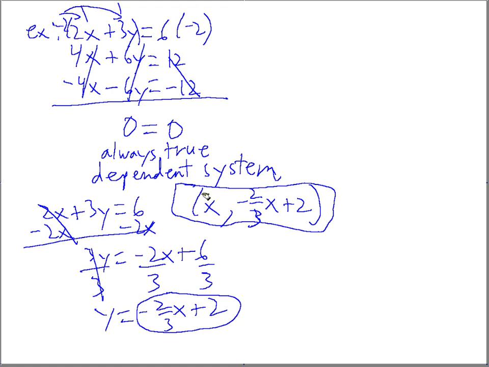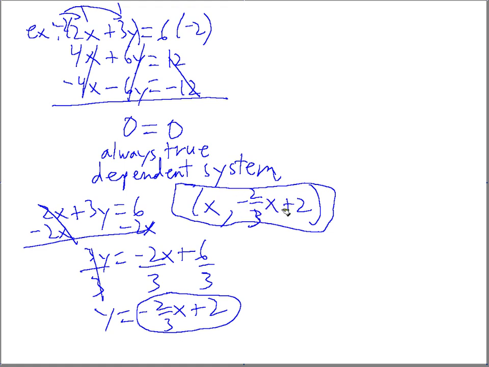Right, so for dependent systems on the homework, make sure we express it in terms of x. x for the first coordinate, y for the second coordinate, but y is going to be solved for in terms of x, which we've done in the past. All right, so not too bad, just make sure we do that for dependent systems here.